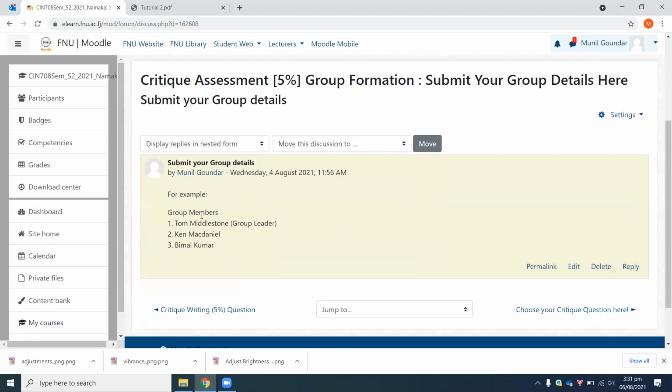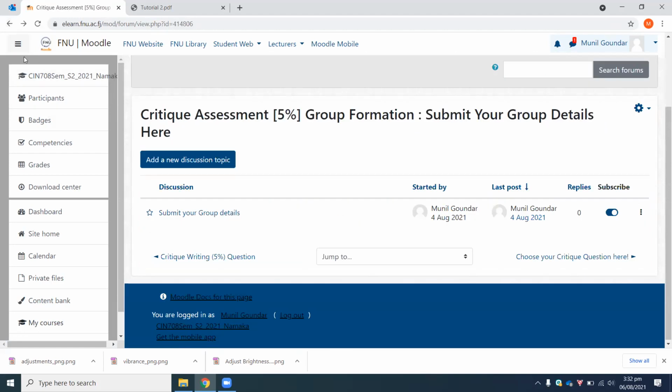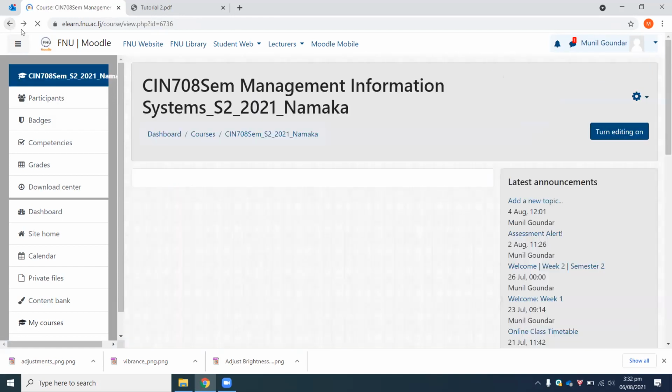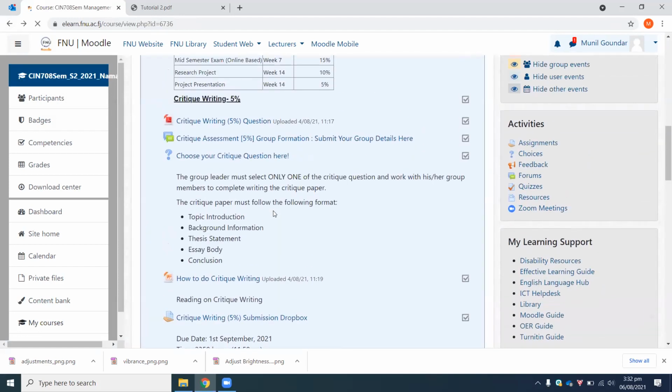So you have group members, for example, Tom Middlestone, Ken McDaniel, and Bimal Kumar. So these are the 4 group members. I'm just giving an example. Whoever is a group leader, his or her name should come on top and be labeled as group leader. So the very first thing that you should have done by now, never mind, do it now, okay, or probably by today or tomorrow.